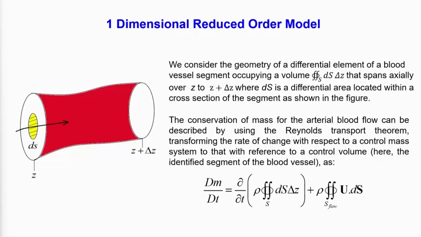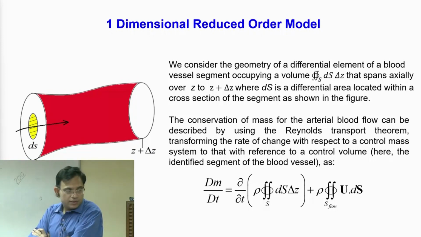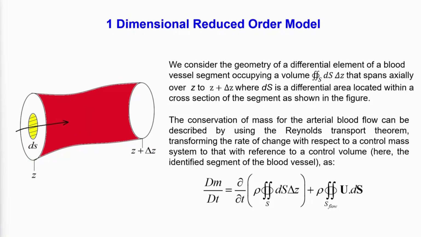Now, we will apply this to something. This red colored thing we imagine as a length piece of a blood vessel. The length piece of the blood vessel we consider from Z to Z plus delta Z. Locally it is like a unidirectional flow along Z. Now, if you apply the Reynolds transport theorem for conservation of mass, then capital B is the mass.